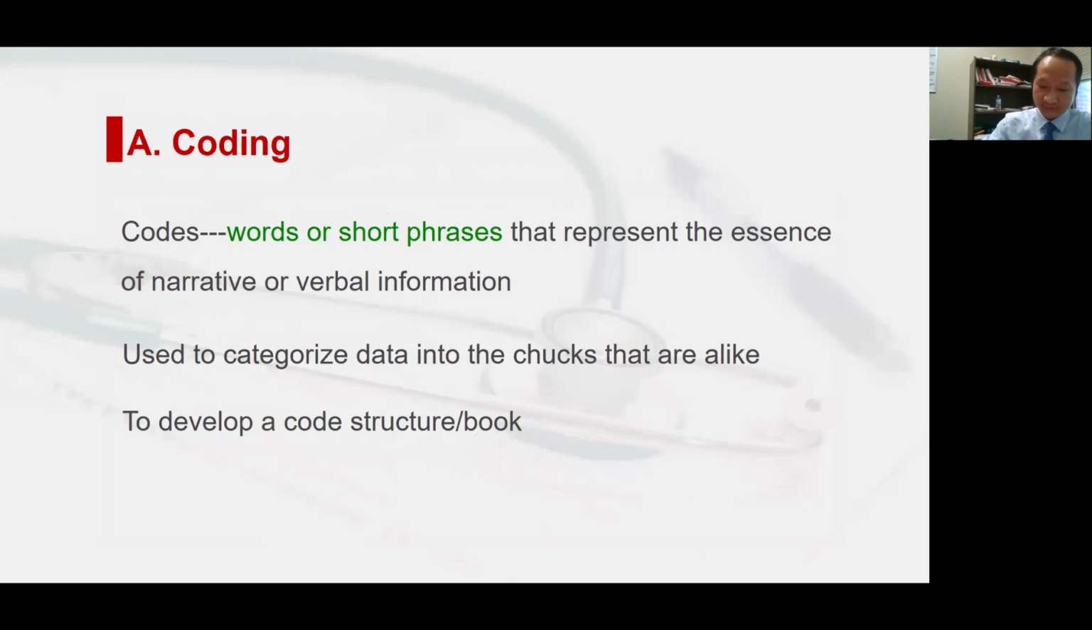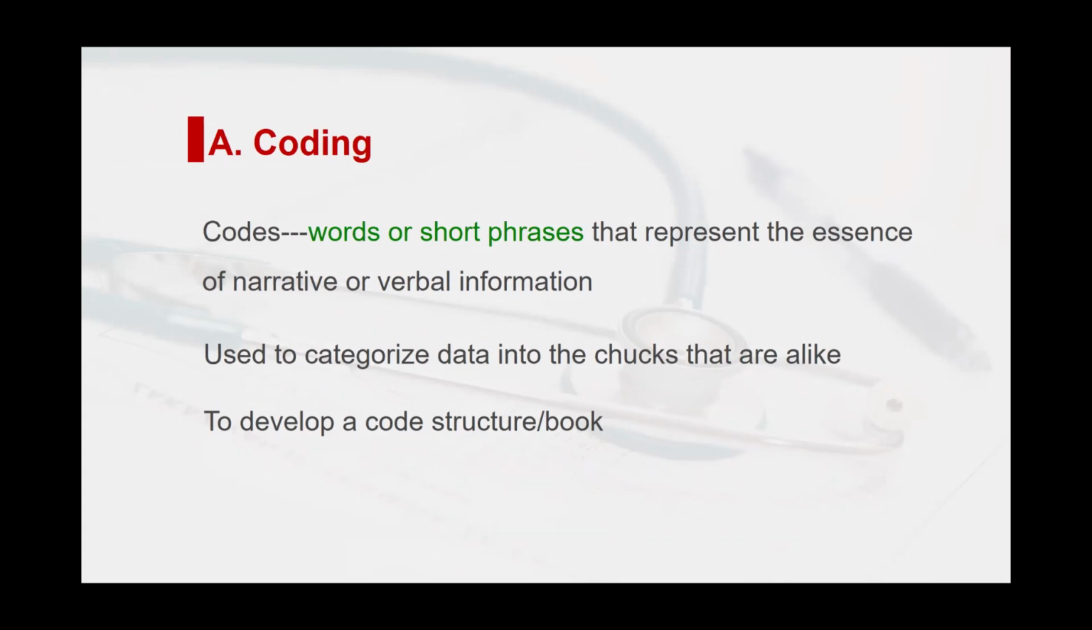So coding is the process to organize the data into meaningful ways. Let's start with what is a code. Codes are words or short phrases that represent the essence of narratives or verbal information. It is used to reduce the amount of information into smaller numbers of meaningful units. And the goal of coding is to develop a code book.